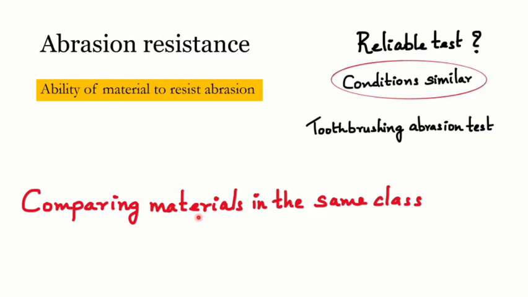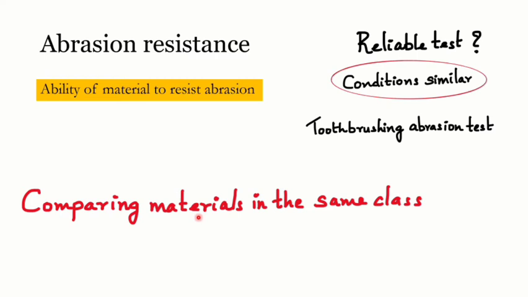Now the application is comparing materials of the same class. That is, if you want to buy a glass ionomer cement and you want to know if group A or group B is good, you have to compare between these two materials to look for the abrasion resistance to determine which one is better.